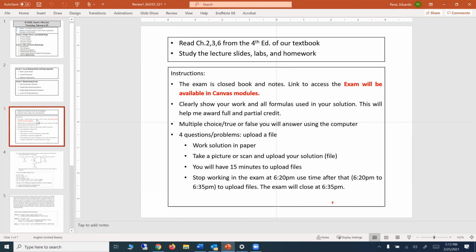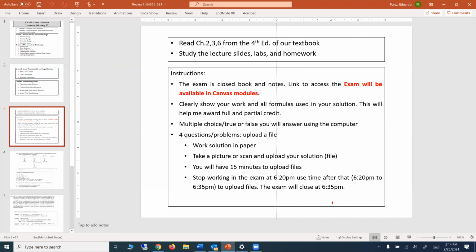Clearly show your work and all formulas using your solution. So this is for section number 2. If for any reason you end up with the wrong answer, if you show me the work, it's easy for me to find out where the problem or the error is. So please clearly show your work. It is for your benefit. I can give you partial credit if you can show me how you work on the problem. So this will help me in terms of awarding that full or partial credit.